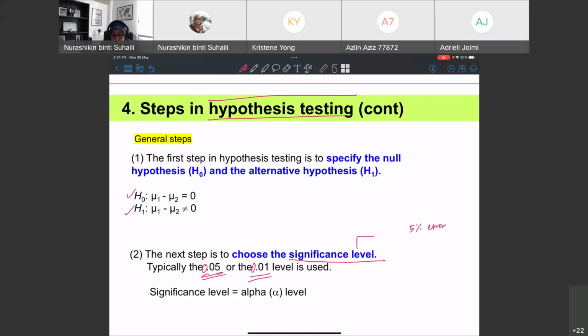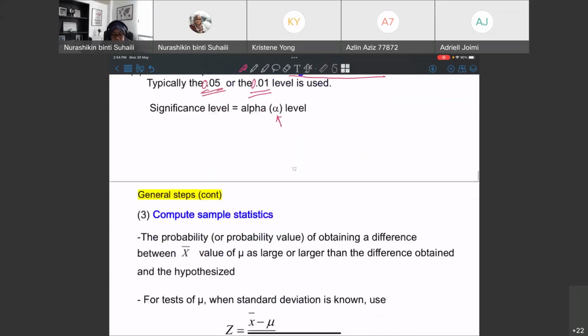And we denote it as alpha. This is the symbol for it, alpha. So if it's given in the question, you just use the value. But if it is not given, you have to mention the alpha, assume alpha is 0.05, for example. Okay, so that's the second step.